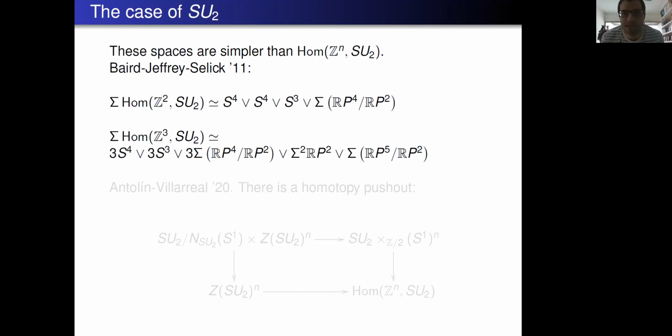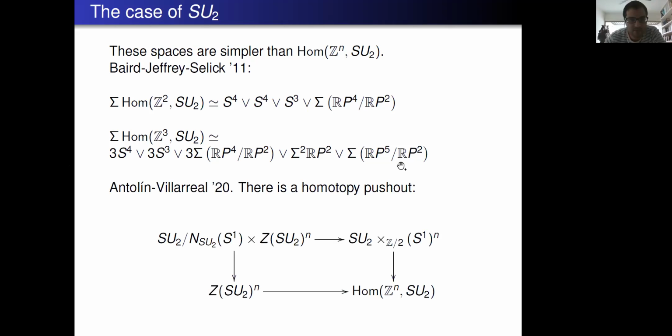If you look at the space of commuting tuples in SU2, the homotopy type of the suspension was determined by Baird, Jeffrey, and Selick. But look, for example, at the case of two tuples. This is the homotopy type of the suspension. It's quite complicated. Or for the case of three, it's even more complicated, and it doesn't get better than that. As you increase to n, the formulas are similar. They have very explicit formulas in that paper. And before suspending, you have a homotopy pushout that determines the homotopy type of this space. But again, it's not that easy compared to the results that I gave you earlier for the configuration space.